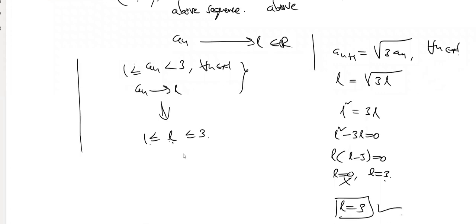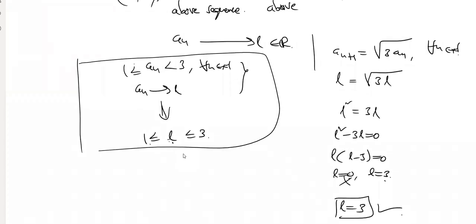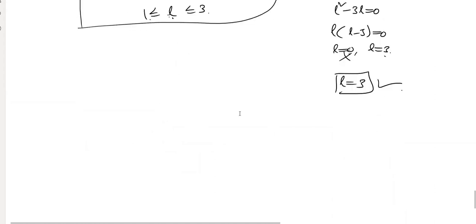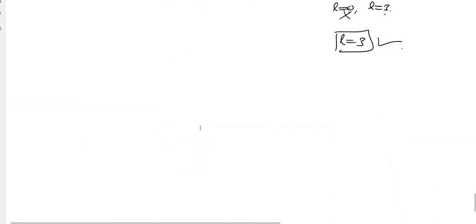This is by properties: whenever the sequence lies between some real numbers and converges to some real number, the limit also has the same nature. The limit will be 3. Right? Again, this is the next one.